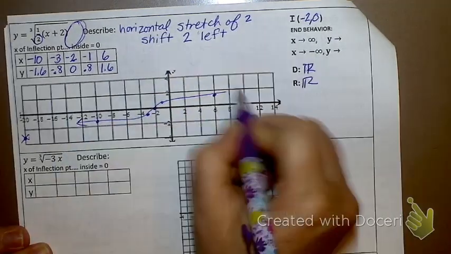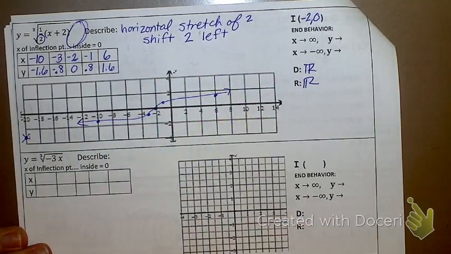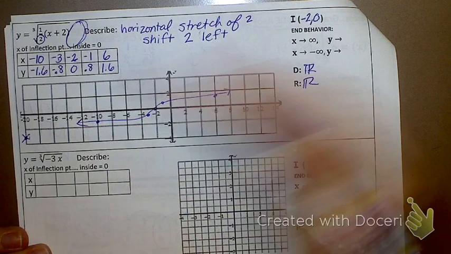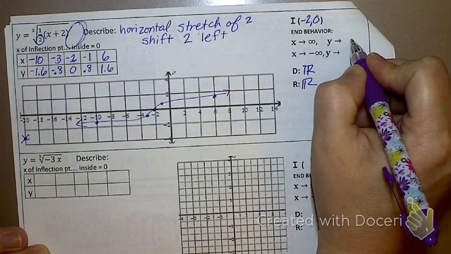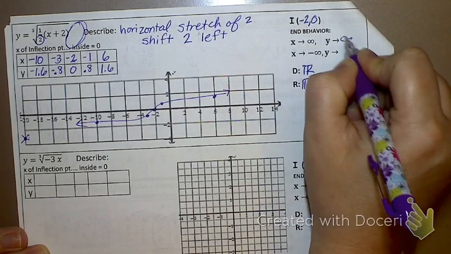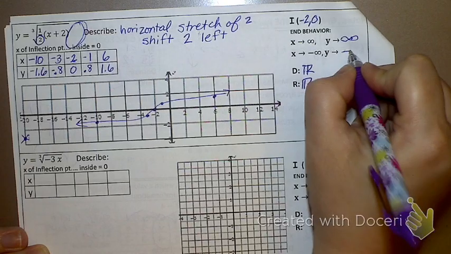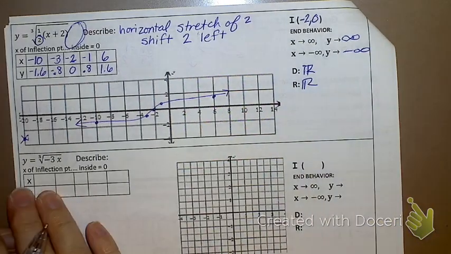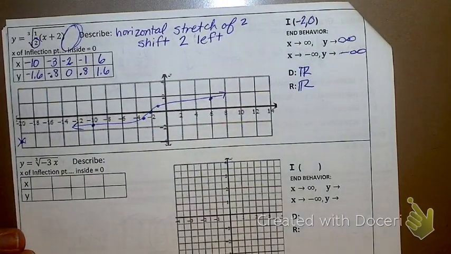Now, right now, I'm okay with you just using those decimal numbers. Just makes life a little bit easier. Just go to your calculator. And behavior, what's going on the right? Up, left, down. Okay?